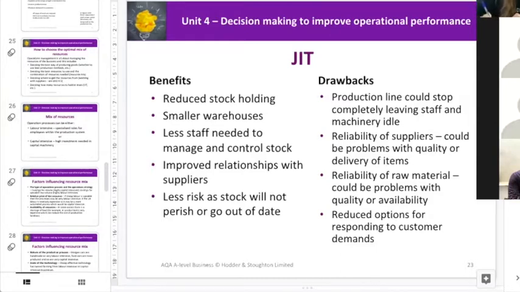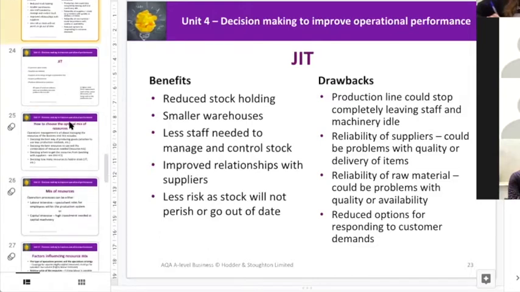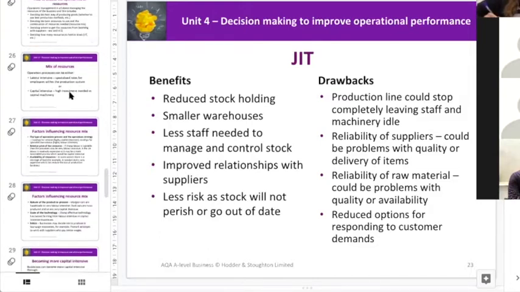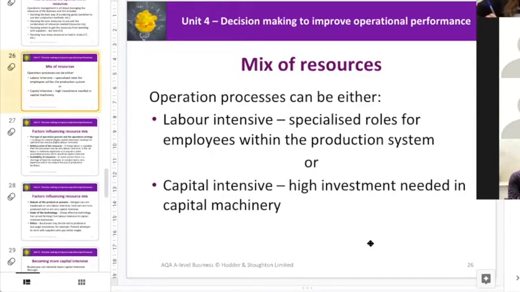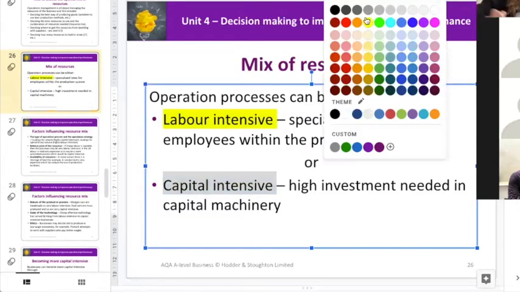Okay, any questions so far? No? Okay, so I'm going to stop here for just in time, and I'm going to talk about the mix of resources. So we've got two main resources in operations. The first one is labor intensive. The second one is capital intensive.